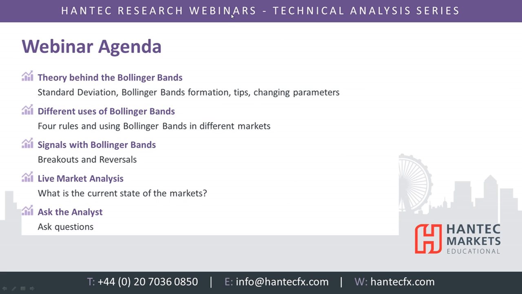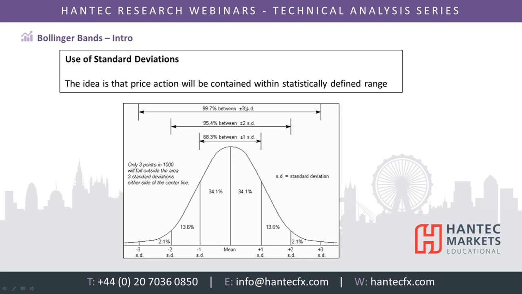Anyway, onto the agenda. Today we're going to do, as per usual, a little bit of theory on Bollinger Bands. Then we're going to see the different uses of Bollinger Bands in different markets, and some signals that you get with the bands. You can get breakouts and reversals. And we're going to do some live market analysis at the end. There is a hell of a lot to talk about, so I'm going to try and get through the theory as quickly as I can, and then get on to a little bit of practice so you can see what's going on.